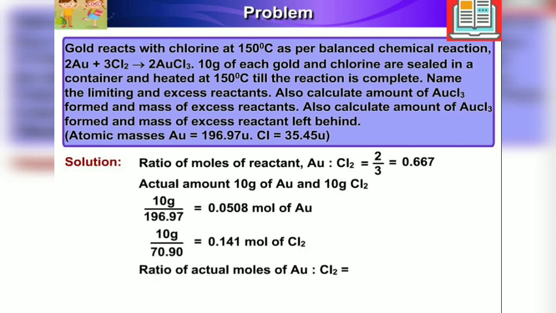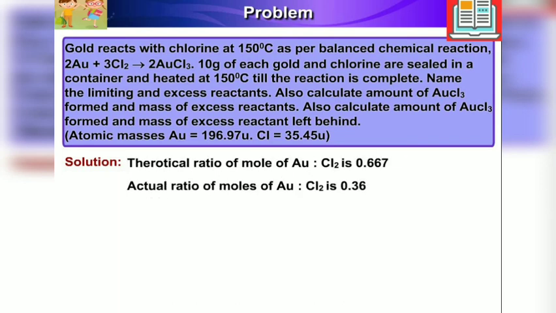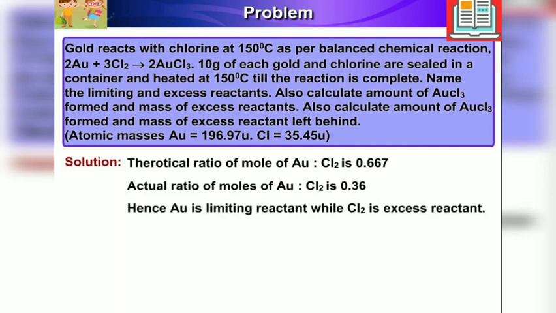Ratio of actual moles: Au is 2, Cl2 is 0.0508 upon 0.141, which is equal to 0.36. Theoretical ratio of moles of Au to Cl2 is 0.667. Actual ratio of moles of Au to Cl2 is 0.36. Hence, Au is the limiting reactant, while Cl2 is the excess reactant.